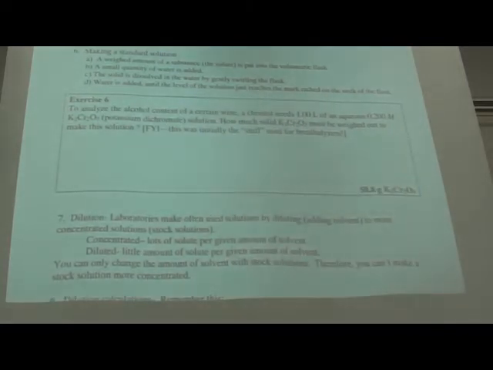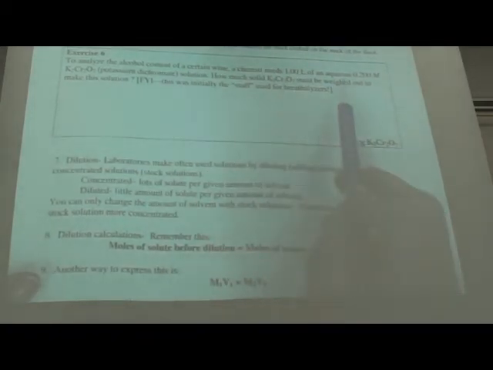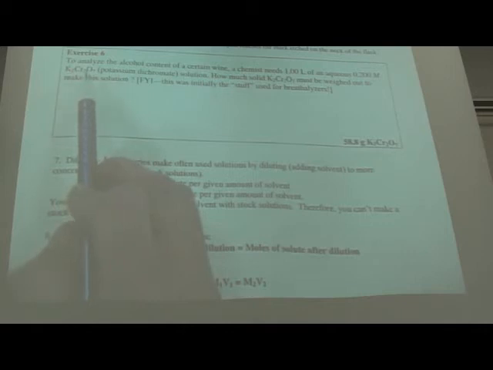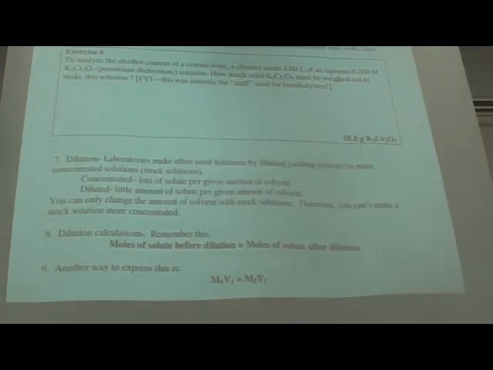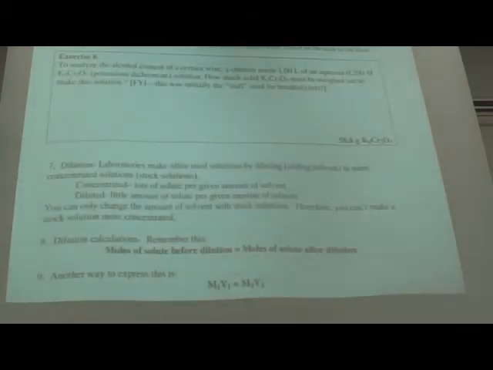Okay. Exercise 6. To analyze the alcohol content of a certain wine, a chemist needs 1 liter of an aqueous 0.2 molar potassium dichromate solution. How much solid potassium dichromate must be weighed out to make this solution? FYI, this was the stuff that was used for breathalyzers. First, I would like you to figure out any equation that you think might help us in this. Here are your choices. 1, 2, or 3. 3 would be fabulous.